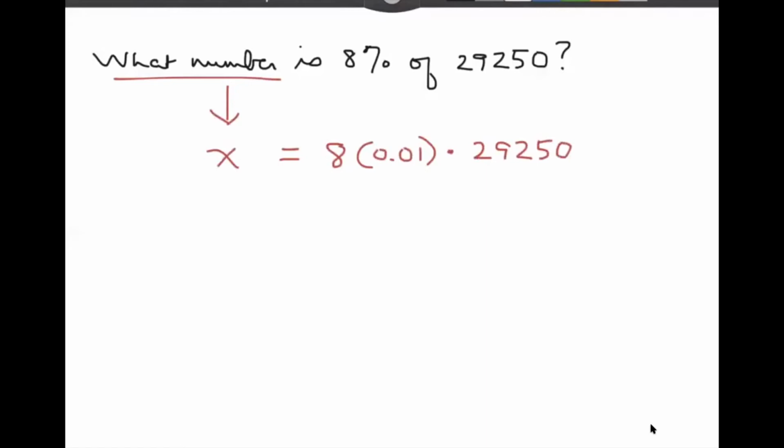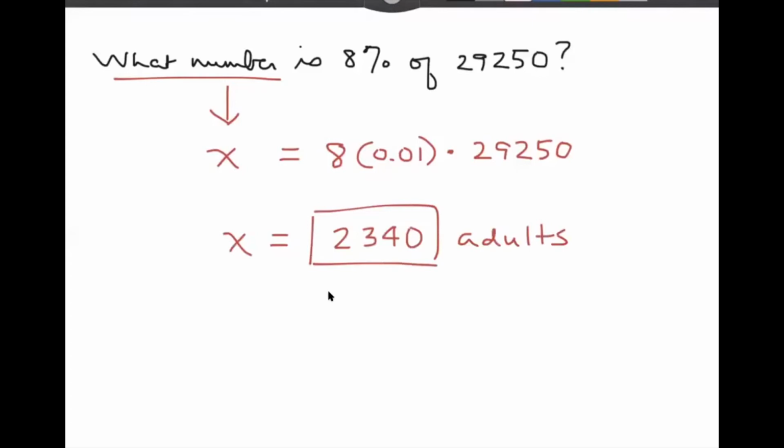0.08 times 29,250. Okay, comes out to exactly 2,340. And I'll add the word adults. All right, moving right along. Back to the presentation.